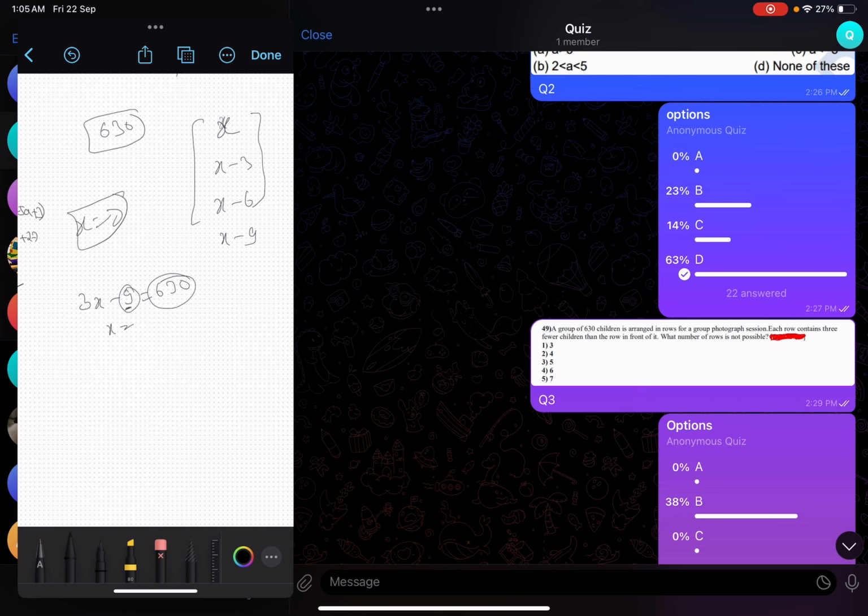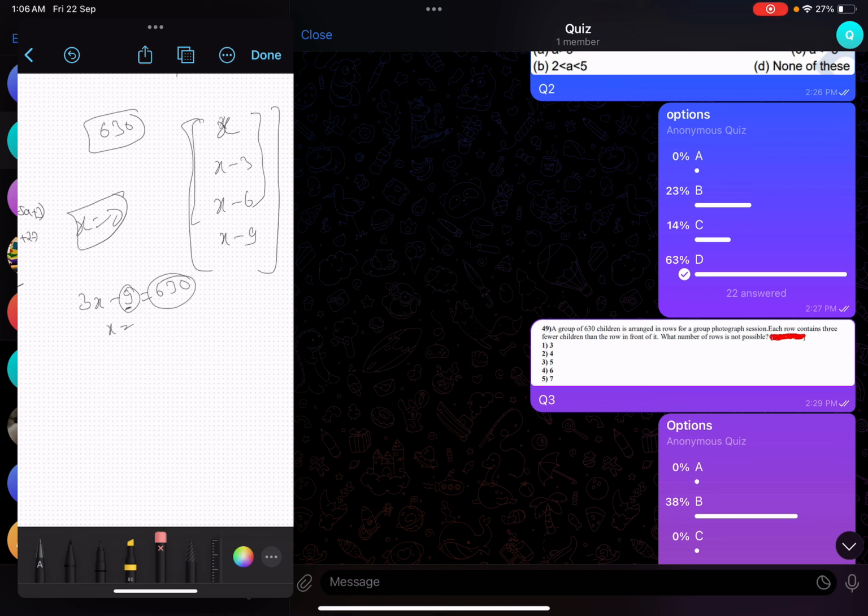Now let's come to 4 rows. So you have to take these 4 values. It is 4x minus 18 equals 630. Add both, and you'll get 648 divided by 4. So it is possible. You can see that this is divisible, so x will be an integer. No need to calculate further.